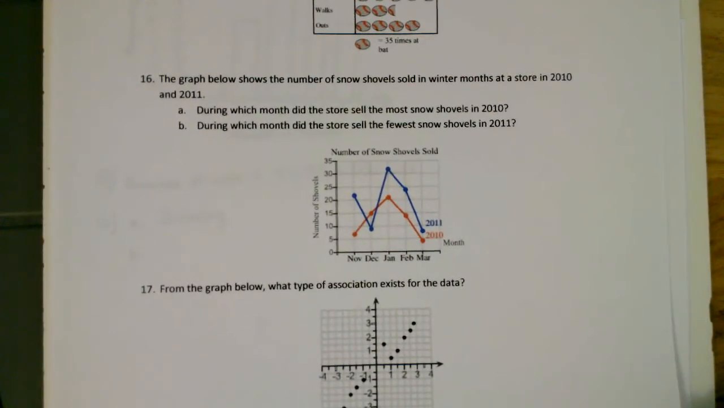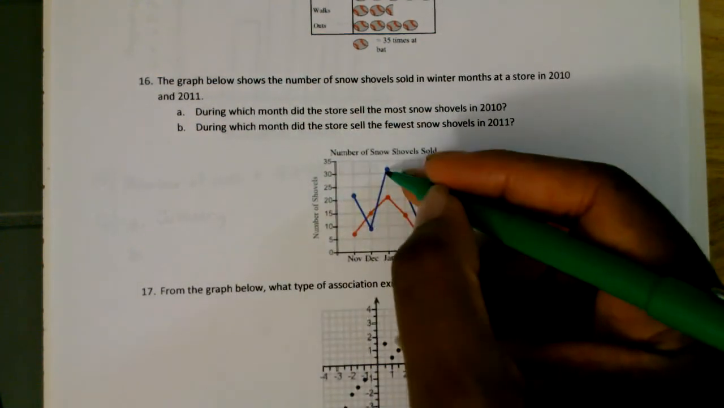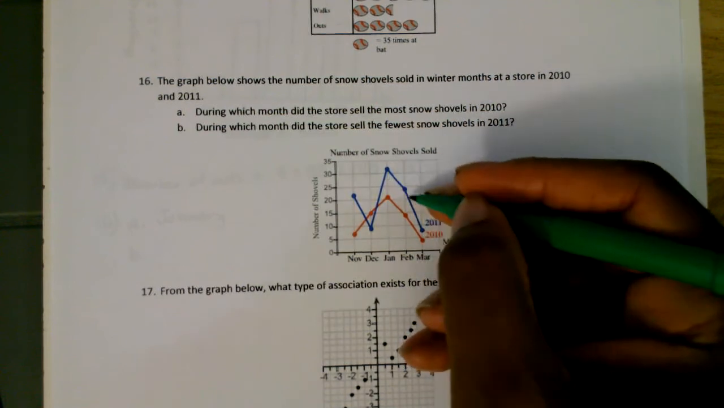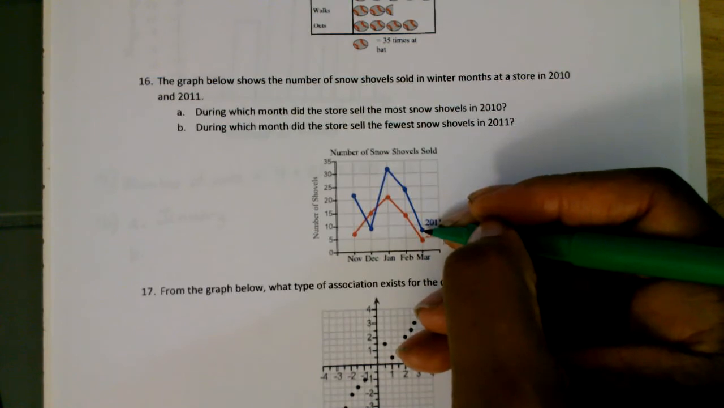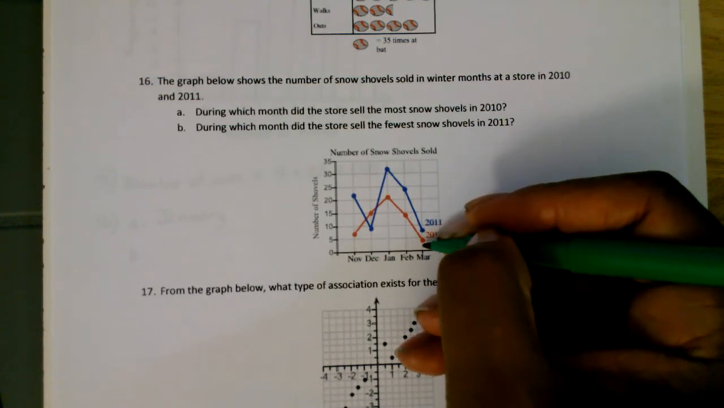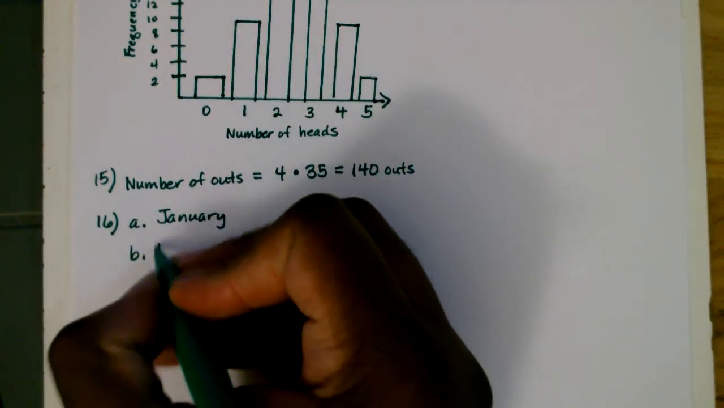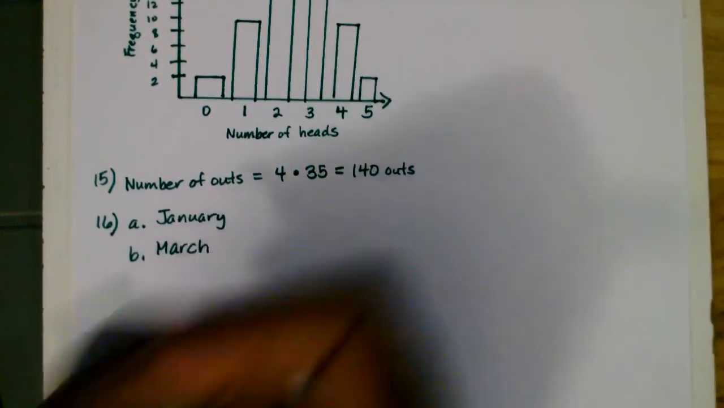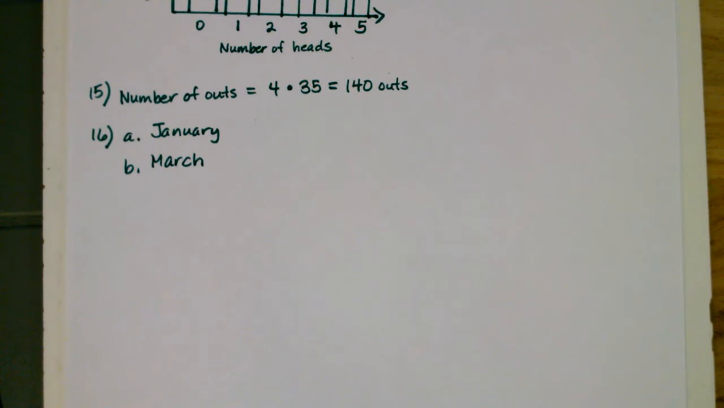Now, part B states, during which month did the stores sell the fewest snow shovels in 2011? So we had to look at the blue graph here. All right. Now, the dot that's the lowest will have to be right here. And the month where the fewest snow shovels were sold in 2011 was the month of March. So that right there was problem number 16.